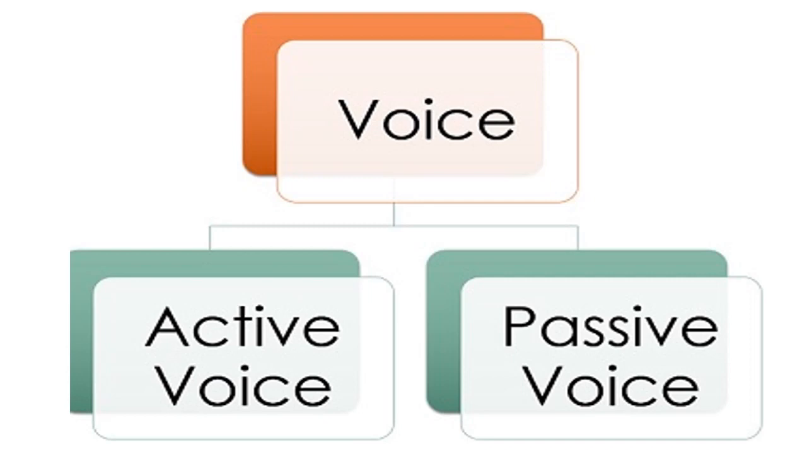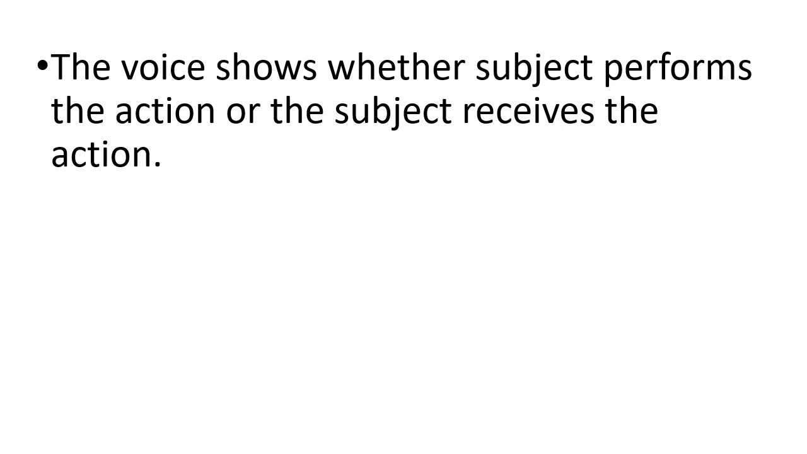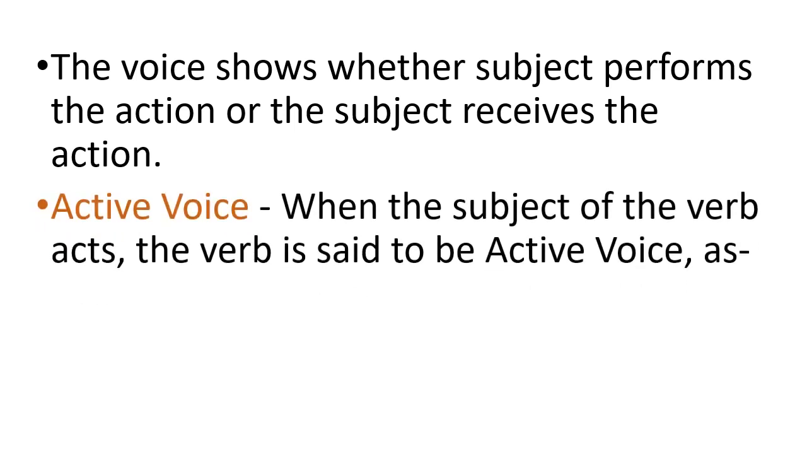Voice. As I told you in the last class, these are of two types, active voice and passive voice. The voice shows whether the subject performs the action or the subject receives the action. Active voice. When the subject of the verb acts, the verb is said to be in active voice. Or we can say the subject of the verb is the doer of the action. Then it is said to be active voice.